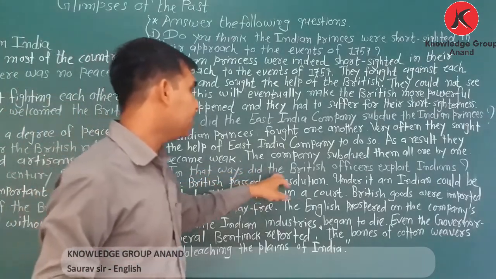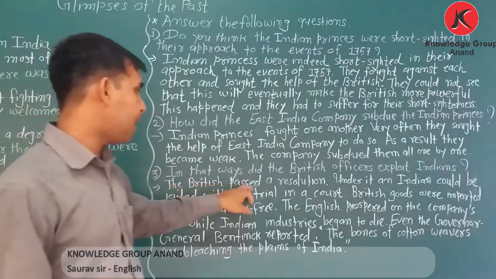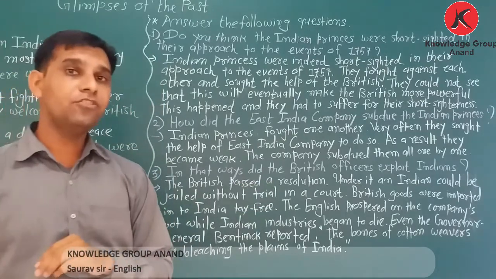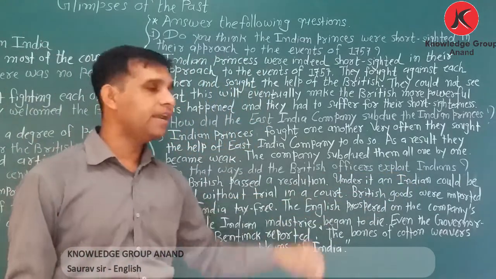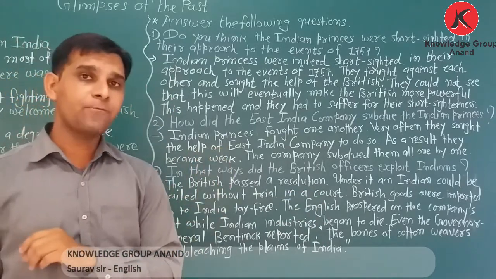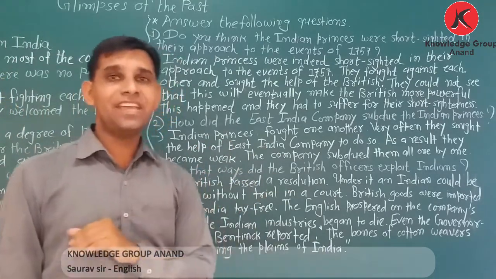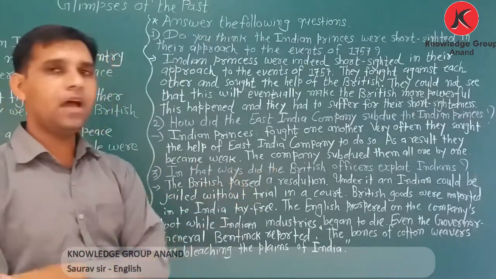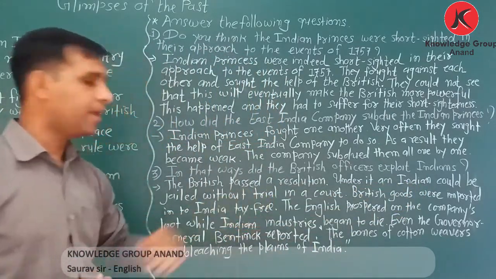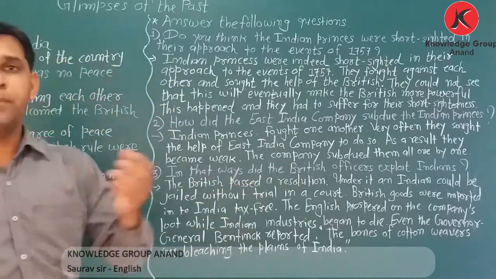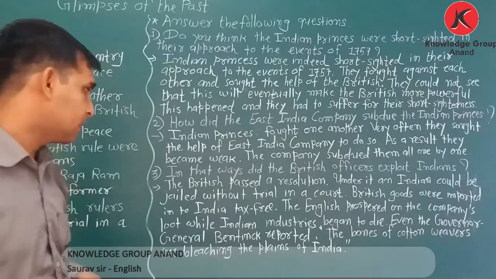Okay, let's see the third question. In what ways did the British officers exploit Indians? Let's see the answer. The British passed a resolution, Regulation 3rd. Under it, an Indian could be jailed without trial in a court. British goods were imported into India tax free. The Britishers imported their goods from England into India without paying any tax. But what happened? Let's see.